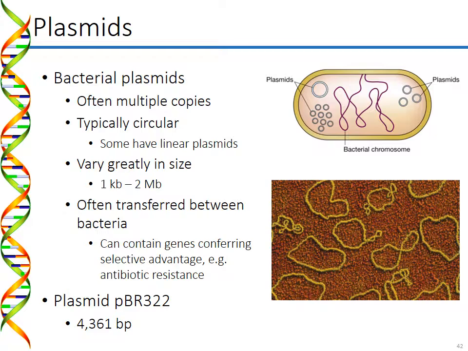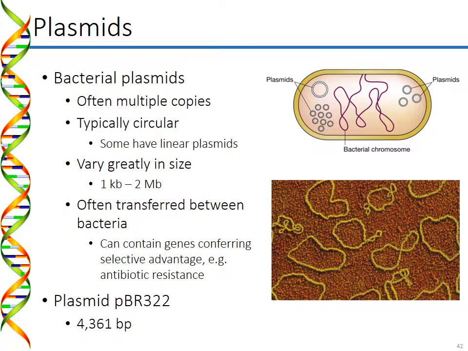Bacterial plasmids do not occur in all bacteria. There are many species that do not have plasmids, however many do. Often they are found in multiple copies of the same plasmid within an individual bacterial cell, and oftentimes there will also be various different plasmids within a cell.